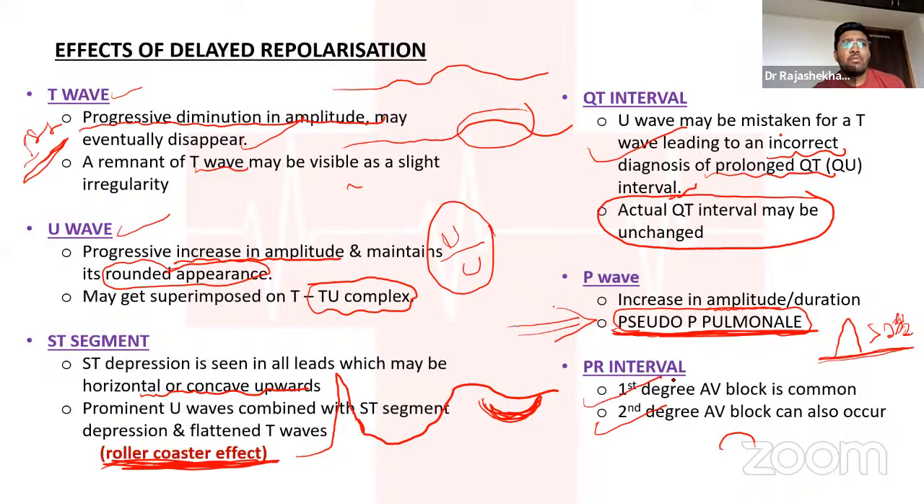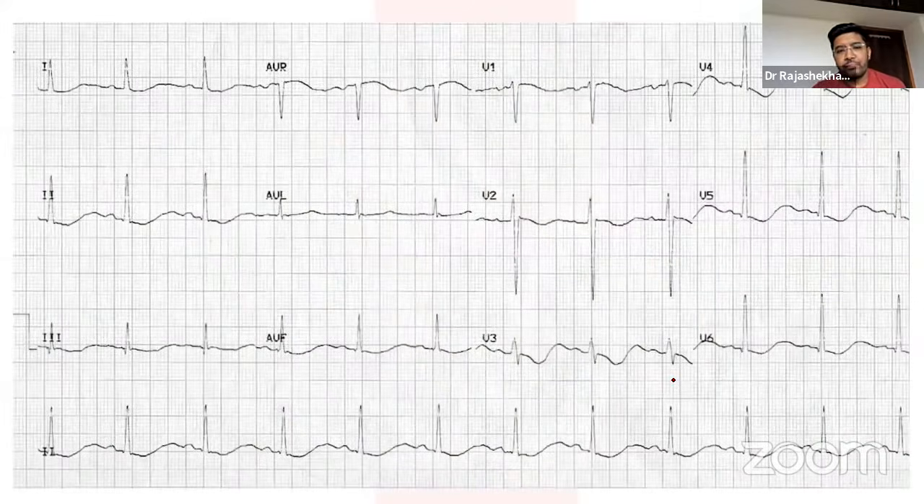So they appear in the T wave and ST segment. There is progressive diminution of the T wave and appearance of the U wave, and the ST depression may ensue. And this U wave may be confused for the T wave, overestimating the QT interval in your patient.